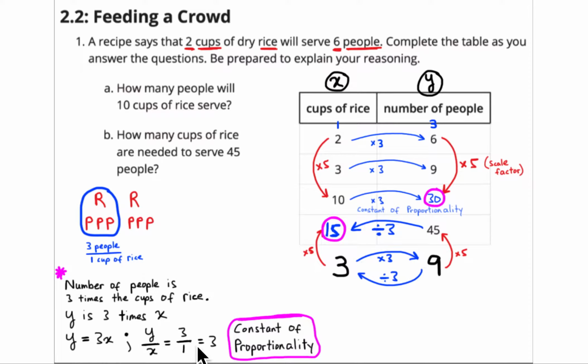y divided by x is 3 to 1, or y to x is 3 to 1, which is 3, the constant of proportionality. And how you get that constant of proportionality in general is to take the y value and compare that to the x value, y to x, or y over x. There's a little drawing to get to 1 cup of rice for 3 people.